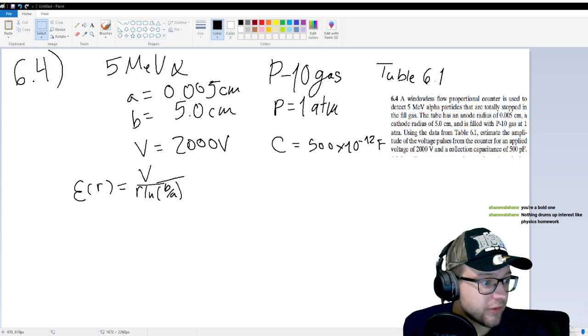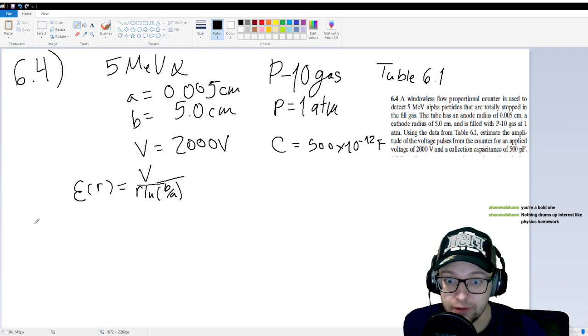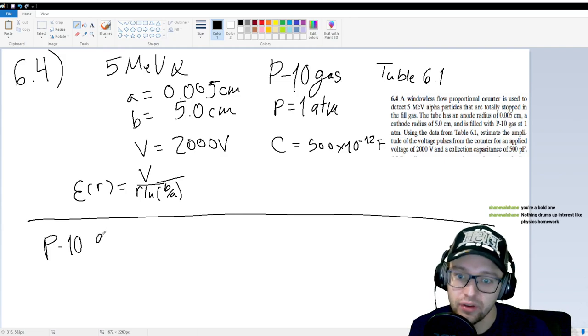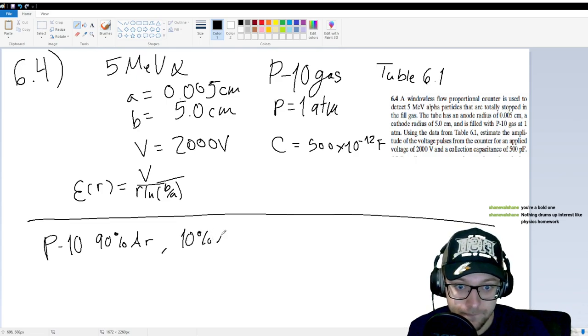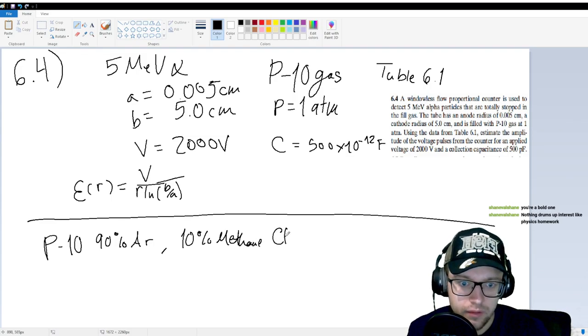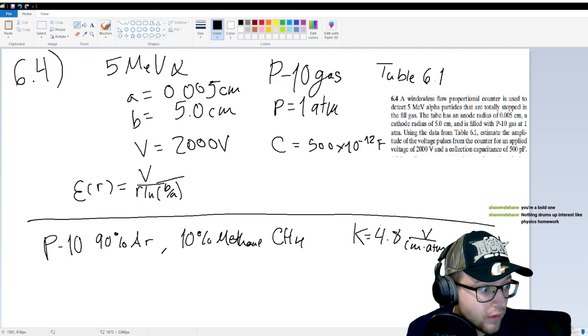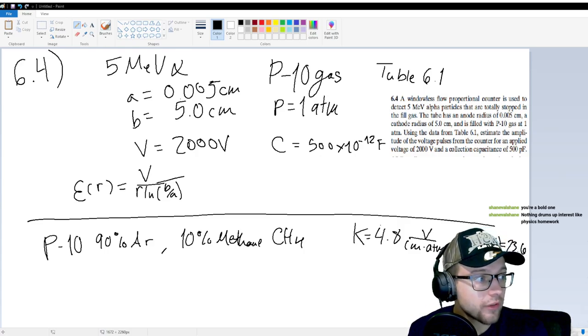Very interesting indeed. Okay, table 6.1. So P10, for those of you who are curious, we'll first make that full size there. All right, so P10. That's not a straight line. I'm going to do what the artists do. There we go. P10 is 90% argon and 10% methane. Right, CH4, that's methane. And so it's got a K value, which I need to review what the K value stands for, but it's 4.8 volts per centimeter atmosphere. And it's got a delta V of 23.6. Okay, very cool.